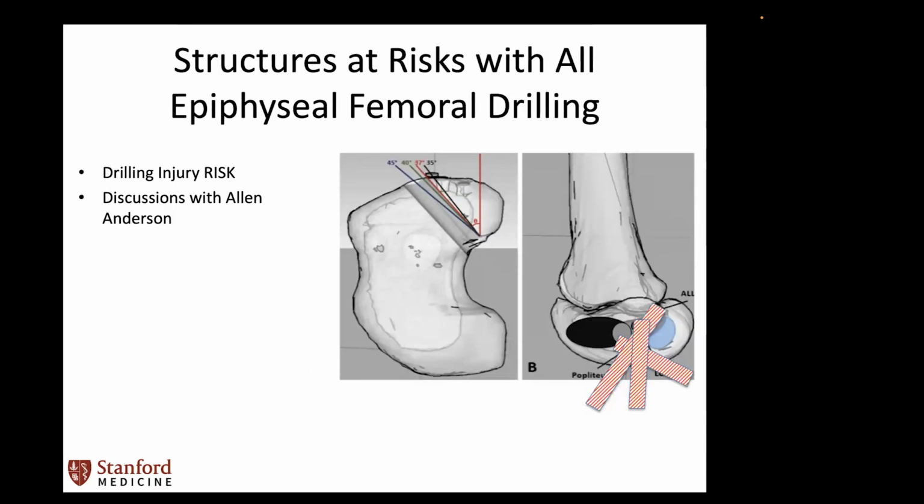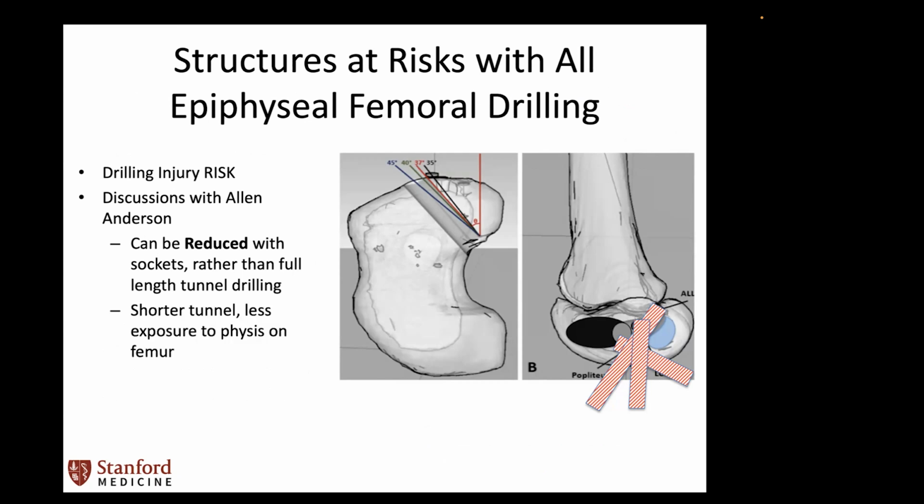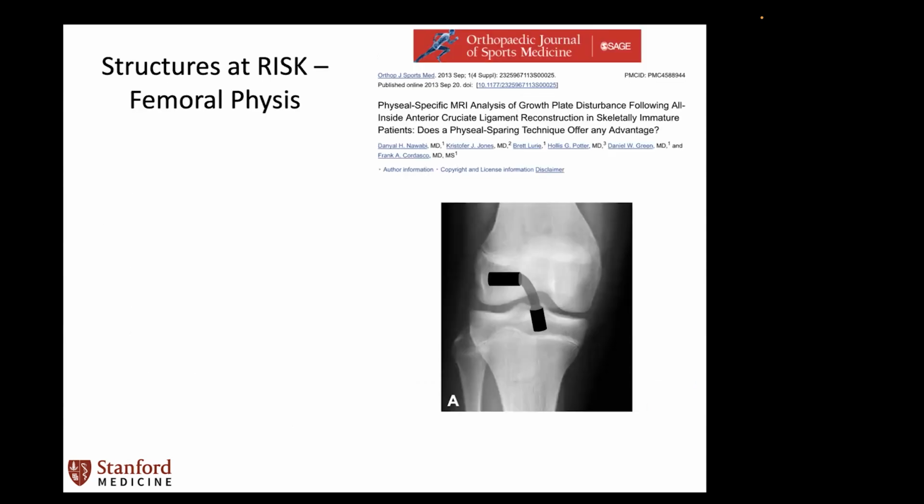Had a lot of discussions with Alan Anderson. I don't know if any of you knew Alan Anderson, a wonderful teacher and mentor of mine. He passed way too early in a tragic farming accident in 2017, but we did a number of dissections together through the years. And it led Alan to change his full-length tunnel technique to the socket technique, because we showed definitively that you can lower the risk of directly injuring the physis and causing growth disturbance by doing the sockets. And in fact, with a socket, you can completely avoid the lateral collateral ligament, the ALL, the popliteus and the cartilage. And so Alan, once again, changed his technique during these dissection sessions from full-length tunnels to sockets.